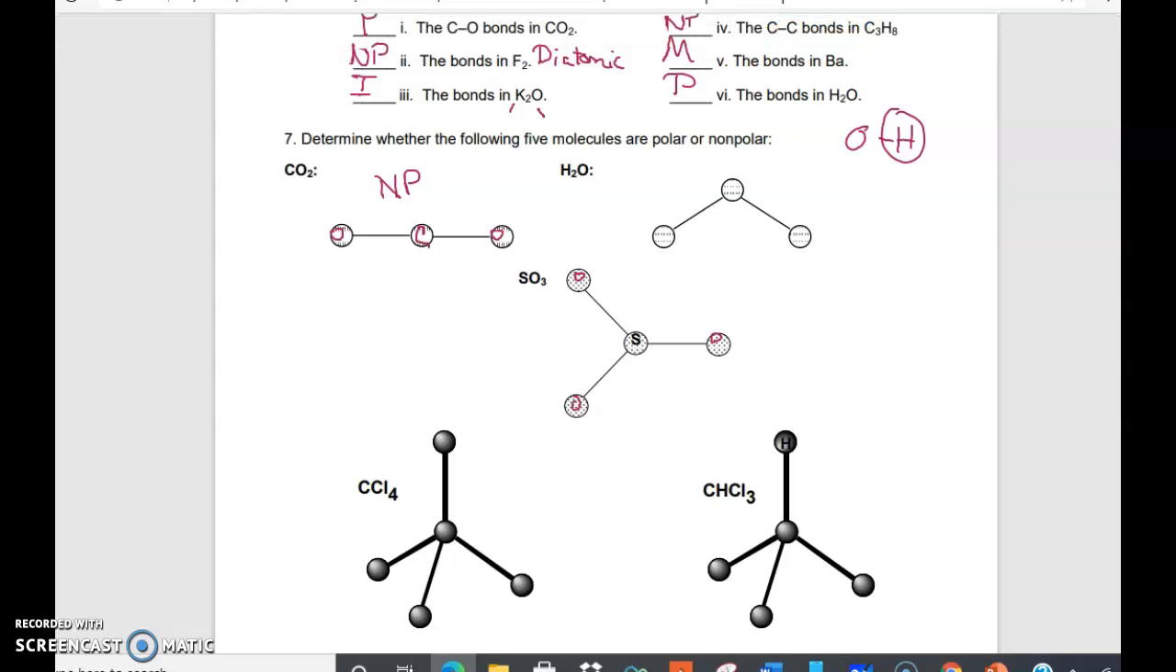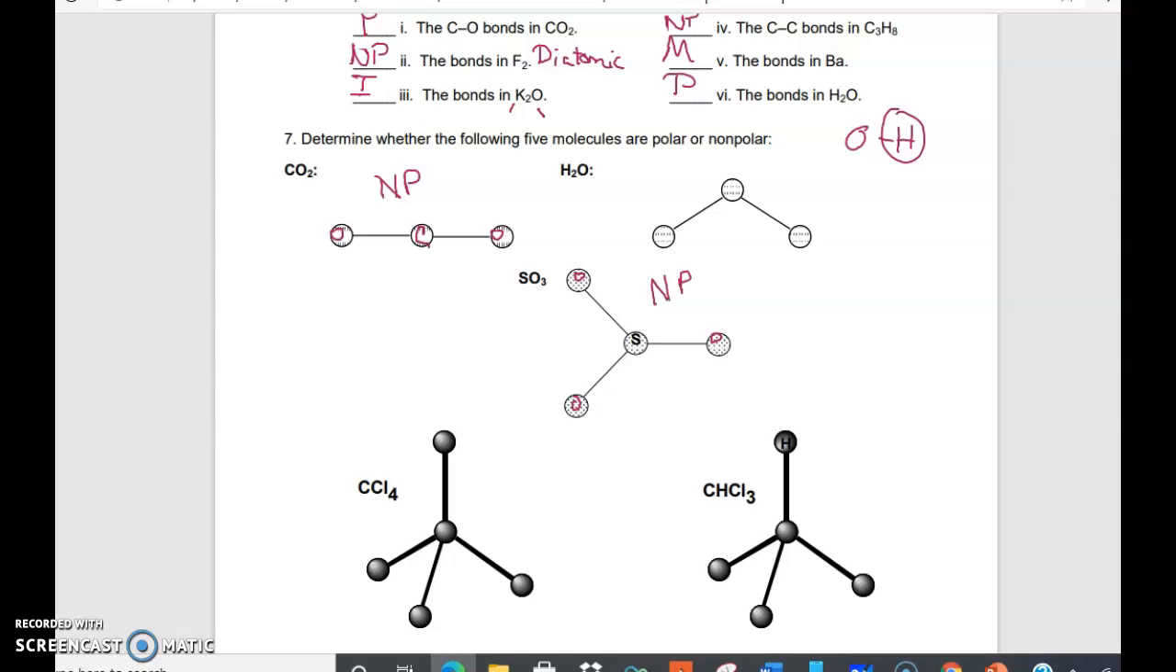So they're definitely polar bonds. So this molecule could be polar. However, this sulfur is being pulled equally on all of the sides. And so because of that, this would be considered a non-polar molecule.